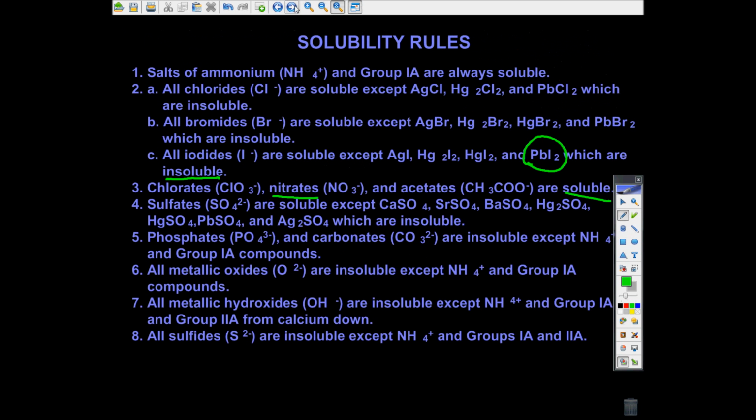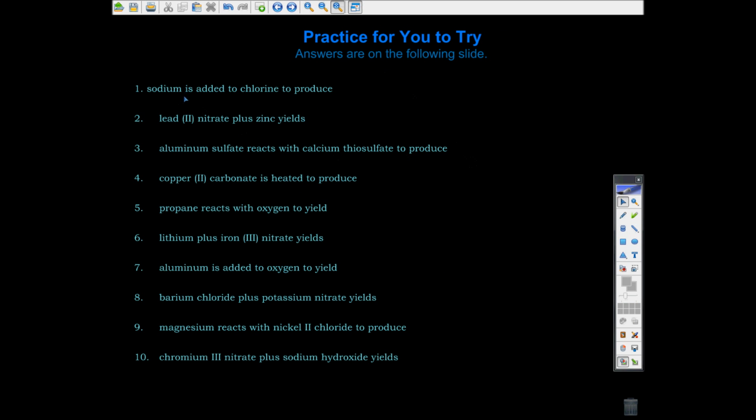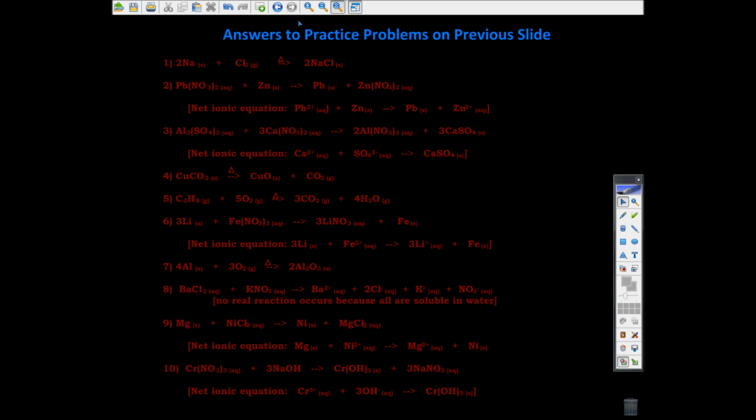Now, I've given you the solubility rules on this slide. I can go ahead and take these off so it doesn't confuse you if you want to stop the video at some point. I can just move it. And you can hopefully come back to this slide if you need it, because I have some practice problems over here for you to try. Now, there are 10 of them. There are a variety of types. I'm thinking I gave you one of each type, and of course some of them are going to be duplicated. And on the next slide are the answers.